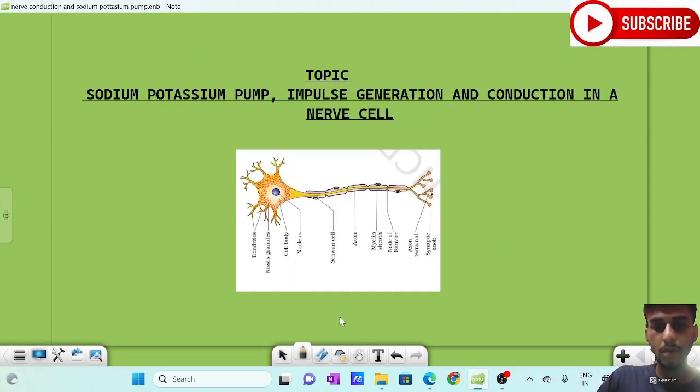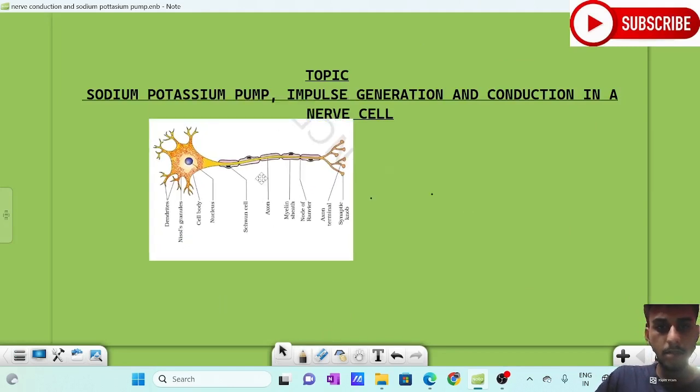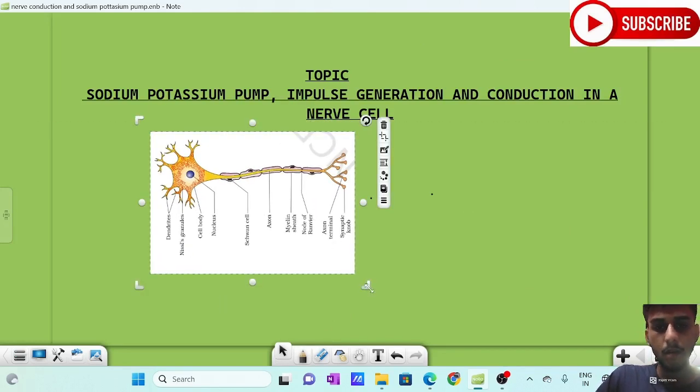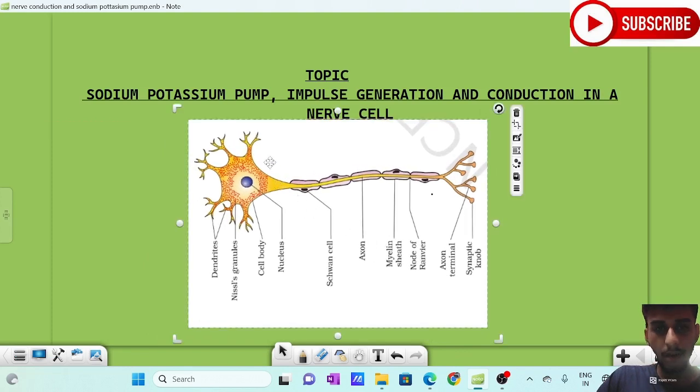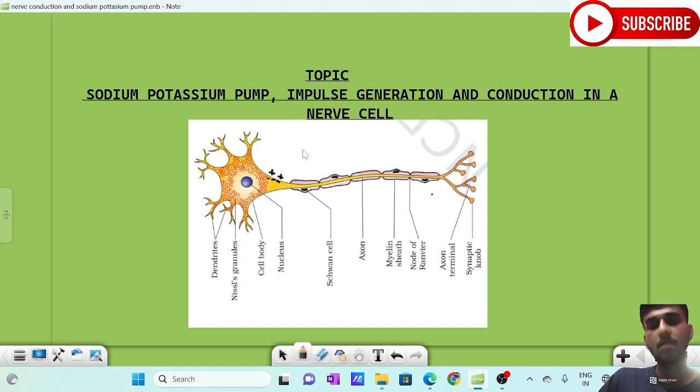Let us say it once more. Just consider a neuron in a resting condition. A neuron in a resting condition will have positive charge outside, because it has a sodium potassium pump, and the inside of the cell will have negative charge. This is the condition of a resting cell, and the potential inside the cell is known as the resting potential of the cell.